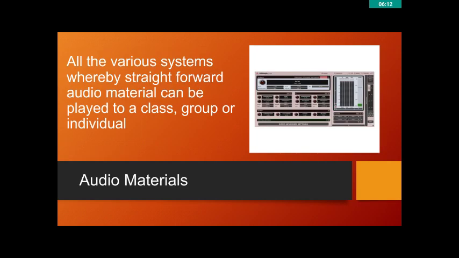Next one is audio materials. All the various systems whereby straightforward audio materials can be played to a class, group, or individual. And examples of this are cassettes, radio, podcasts, and voice recordings.